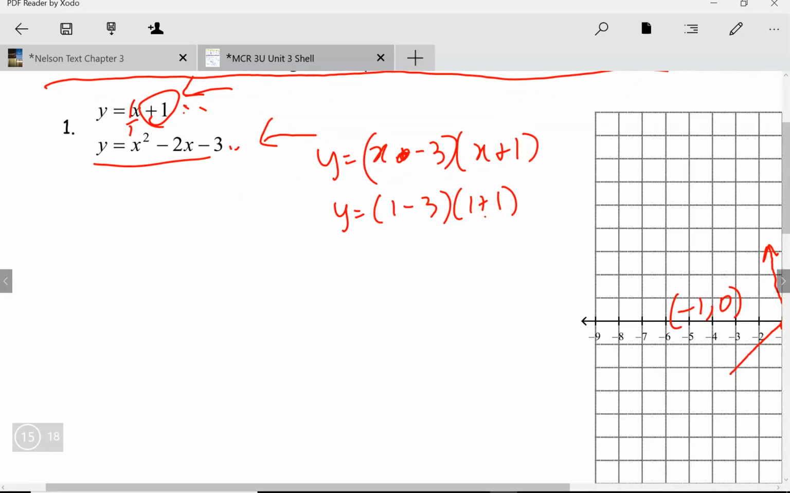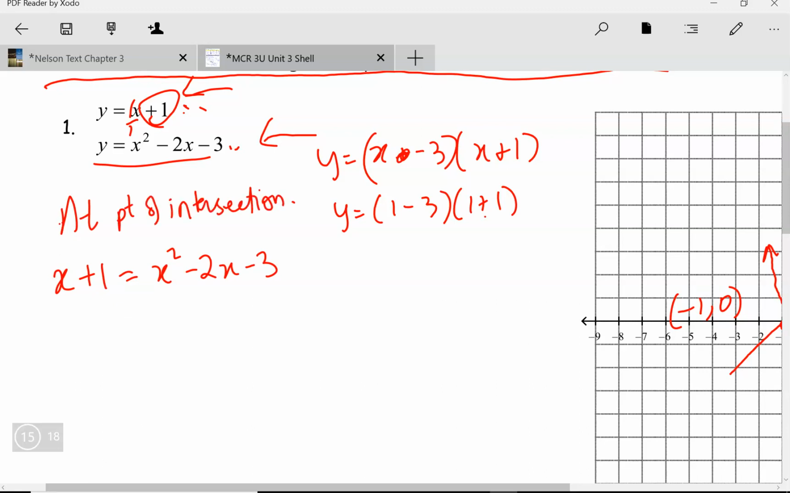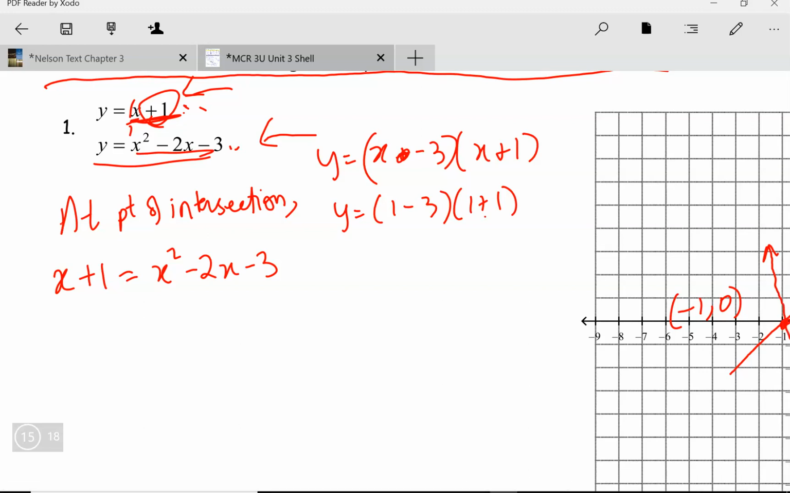So the idea is, okay, how are we going to solve this algebraically? We want to find the x values. So for what same x value do these things have the same y value? So what we're going to do is set the y values equal to each other. So we're going to say x plus 1 equals x squared minus 2x minus 3, because at our point of intersection, my y values are the same, so this equals this. And now I just have to find what x values give me the same y values. So I'm just going to rearrange this, bringing both of these to the side.